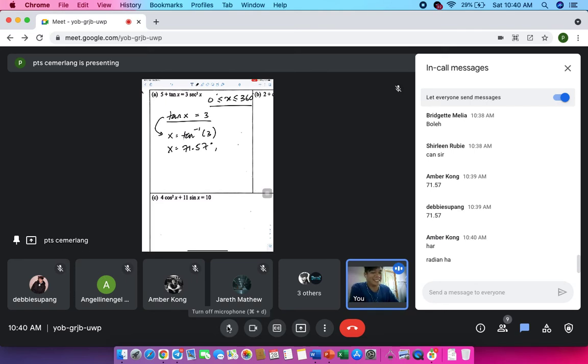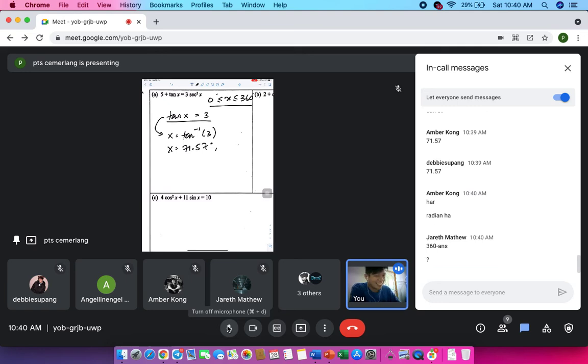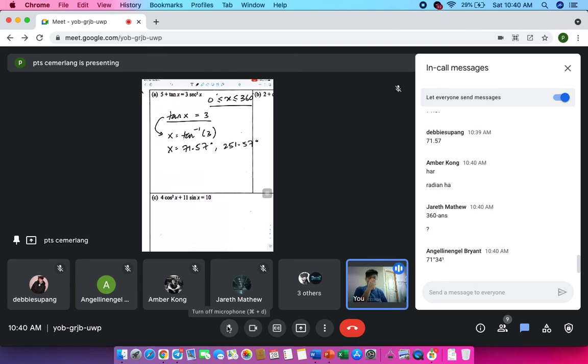No, not radian. Still in degree. It has two answers. 360 minus the answer? Not really. Not that one. So, no. The other answer is 251.57. How do I know this answer? How did I get this?